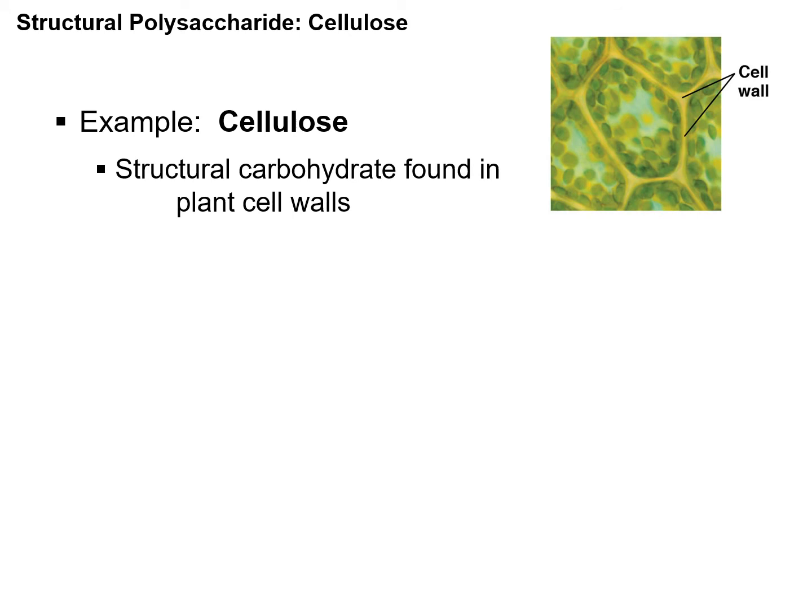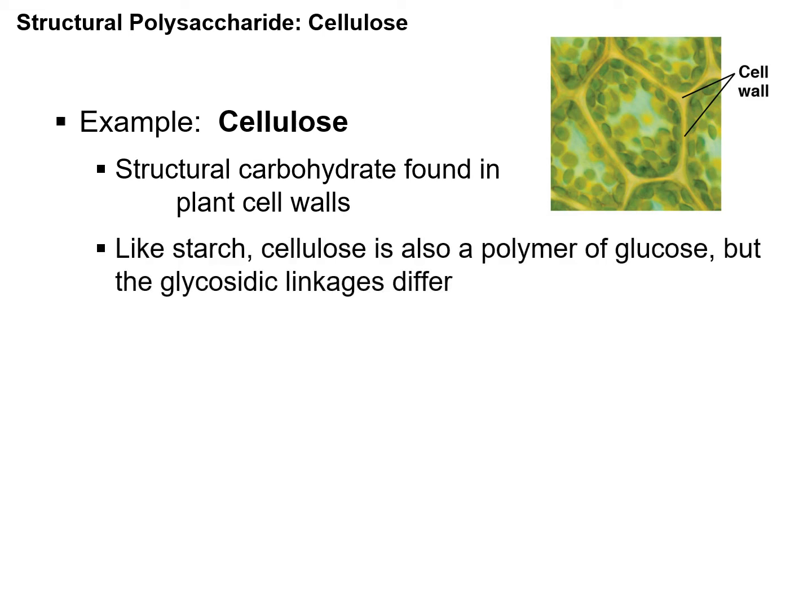Cellulose is a structural carbohydrate found in plant cell walls. Now, the cell wall is the extra layer found on the outside of the plasma membrane. It helps provide shape and protection to the cell. Like starch, cellulose is a polymer of glucose units held together by glycosidic linkages.